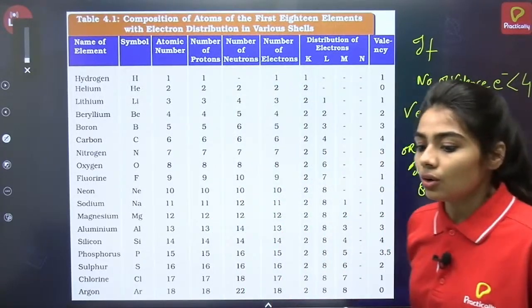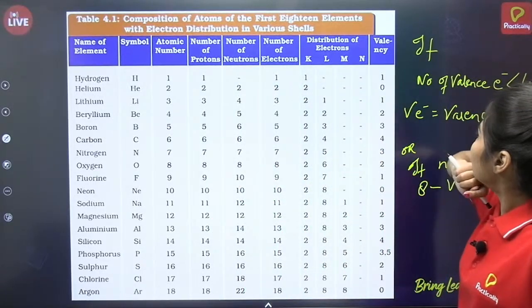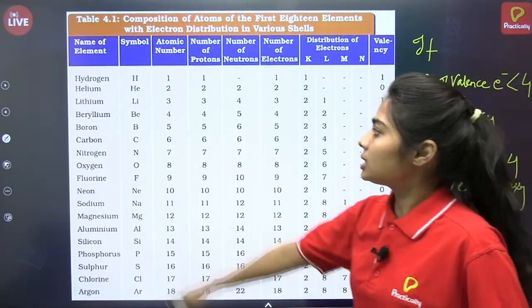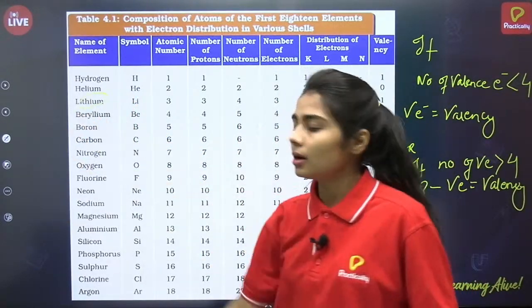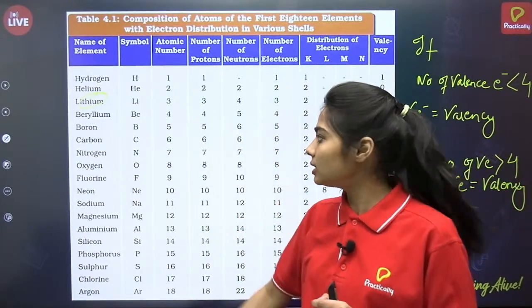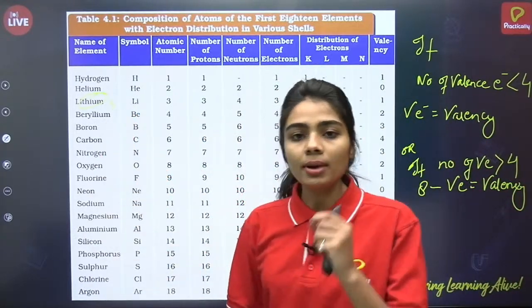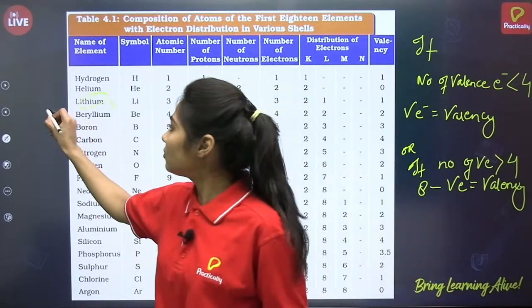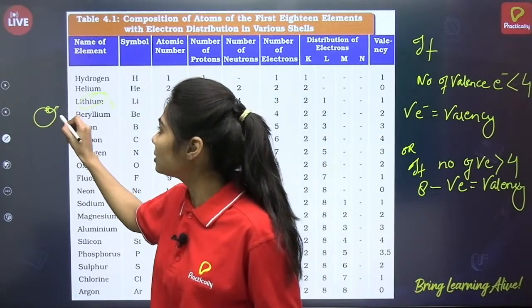Yes. So here, let's say we will talk about lithium. Okay. What will be the valency for lithium? What is the atomic number of lithium? That is 3. How many valence electrons are there? In the first shell, 2 electrons are there.